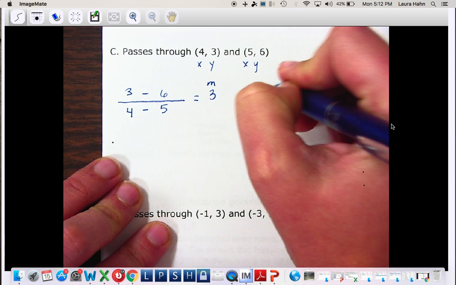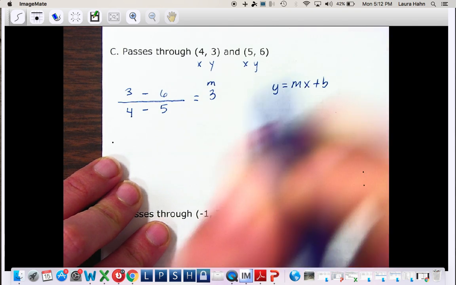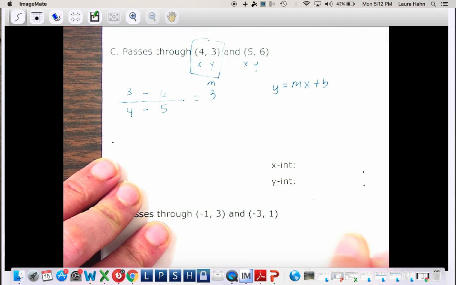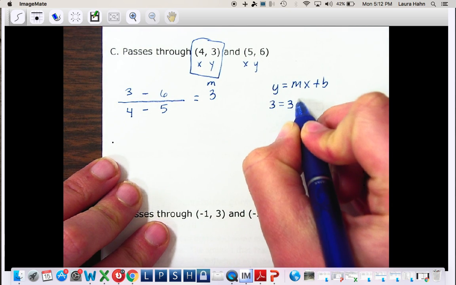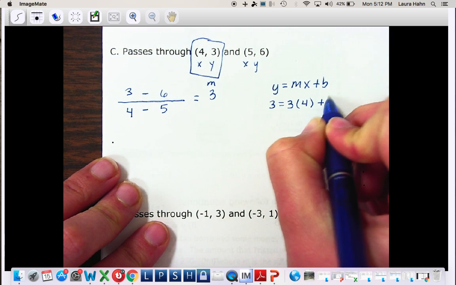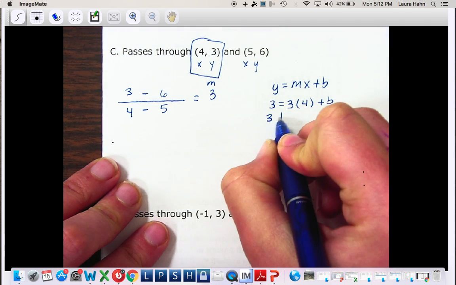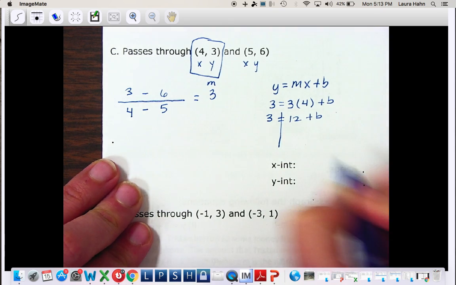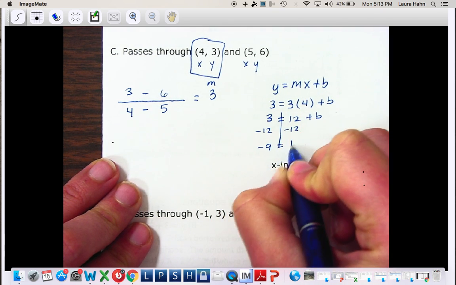Okay, so I'm going to have y equals mx plus b. You can use any point. I'm going to use this first point for my x and y. So my y is 3. My slope was also 3. X is 4 plus b. Let's keep solving. So 3 equals 3 times 4 is 12 plus b. I need to subtract 12 from both sides. That's going to give me -9.